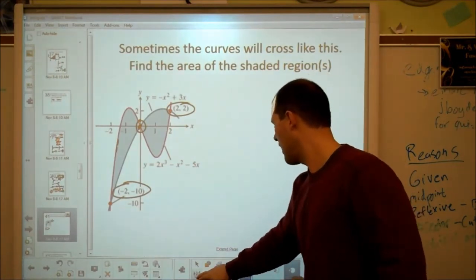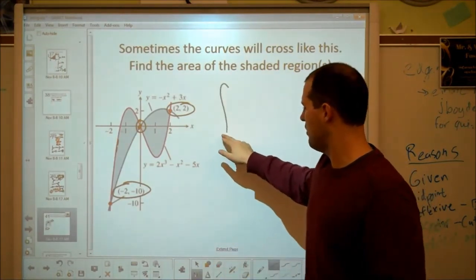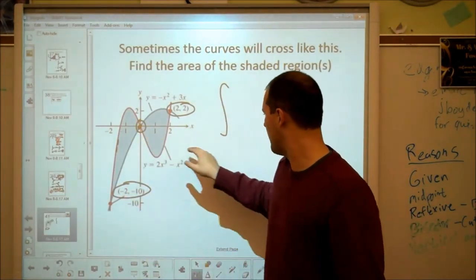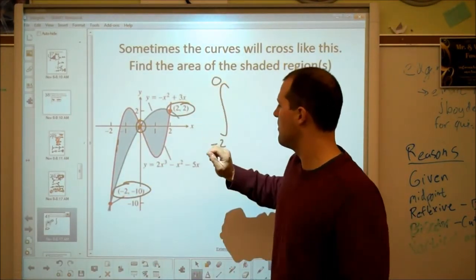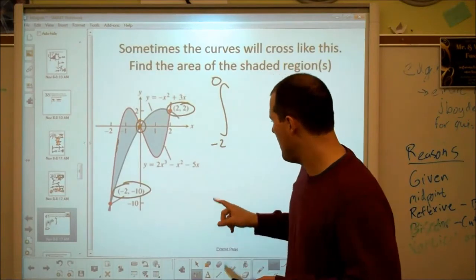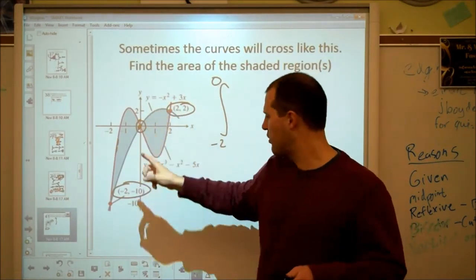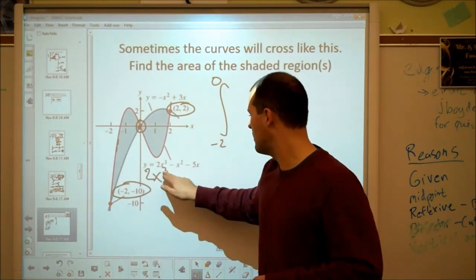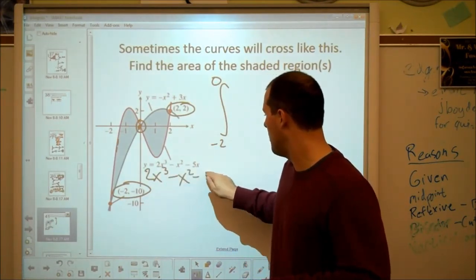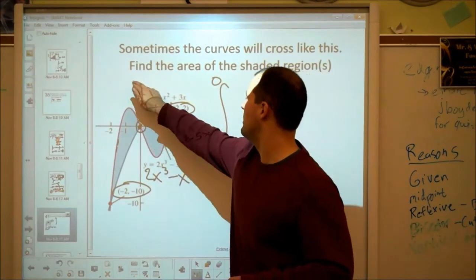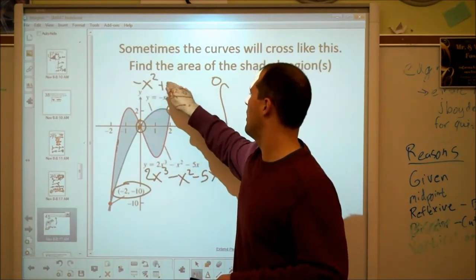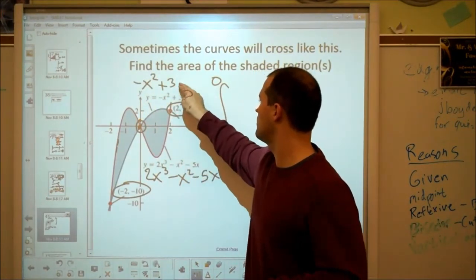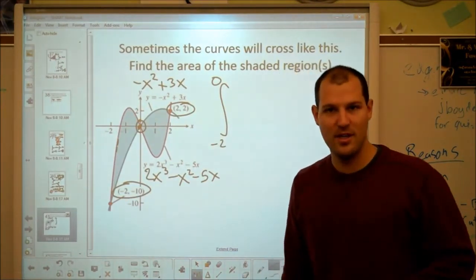Let's try it. Okay, so what I'm going to do is I'm going to have my first integral, and it's going to go from negative 2 to 0. And I'm going to take my top function, and I don't know if these are going to show clearly in the video or not, so I'll rewrite them. This one is 2x cubed minus x squared minus 5x. And this one is negative x squared plus 3x. Okay, so hopefully that's a little bit easier to see now.